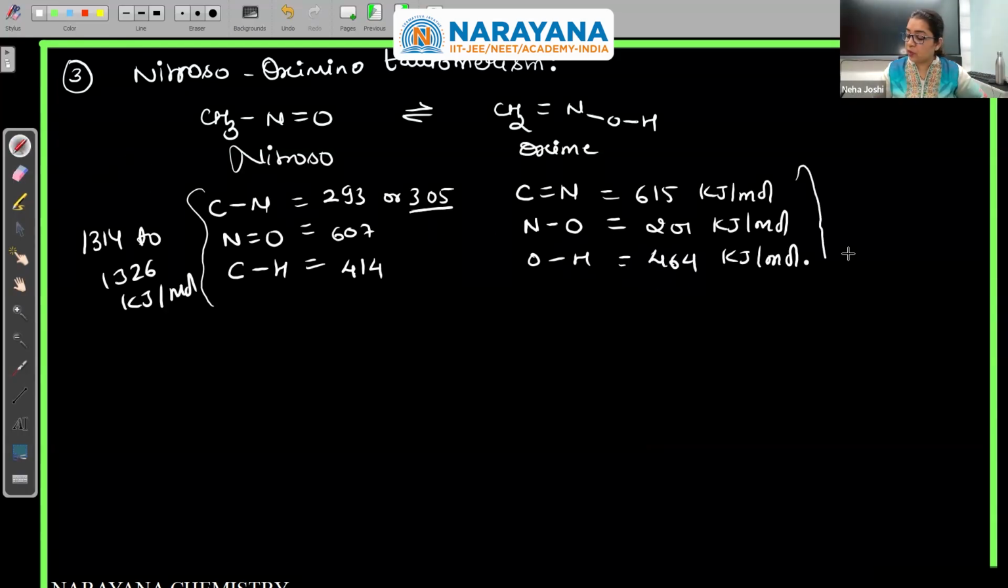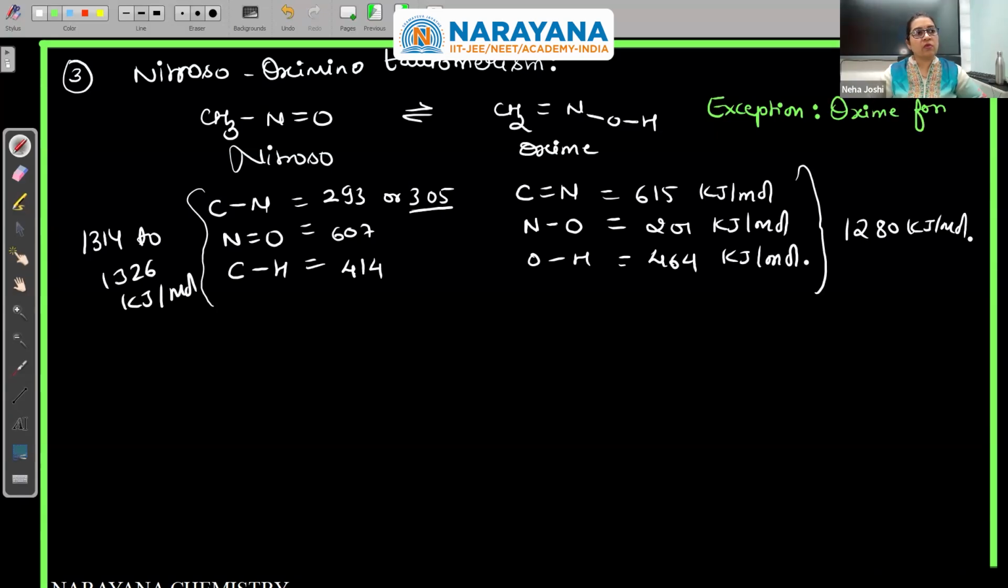464 kilojoules. If I total, I'll get 1280 kilojoules per mole. So by that logic, this should have been more stable. But there is an exception here. It is an exception. I would say till now the reasons are not clear, but it is an exception. Oxime form is more stable.